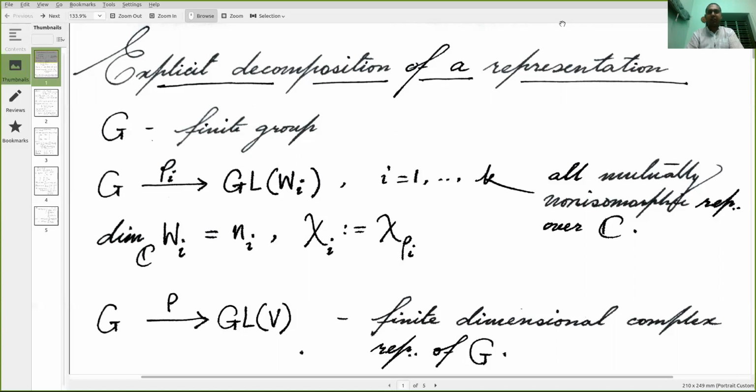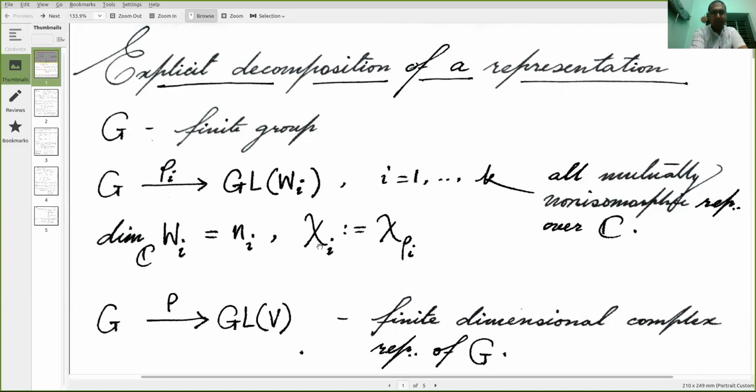So let's start with a finite group G. Assume that rho 1 up to rho k are all the inequivalent irreducible representations. Of course, we are talking about complex representations, and Wi is the vector space on which the representation rho i is happening. Let the dimension of that be Ni, and the character of the representation rho i we denote by chi i. So all these are given to us.